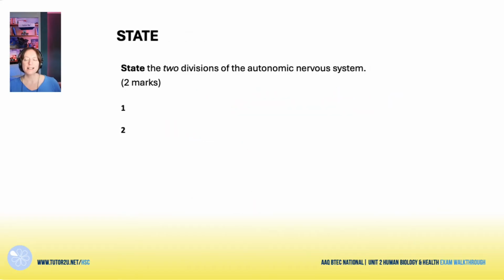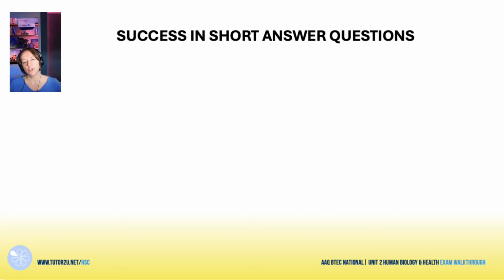Okay, so the next command word is state. So this example is state the 2 divisions of the autonomic nervous system for 2 marks. So in this case, we are given an answer space that's labelled 1 and 2. So we know this is helping us out that we need to give 2 parts to our answer. So we need to know what is the autonomic nervous system split into. I know it's split into the sympathetic and the parasympathetic nervous systems or divisions, which will get me my 2 marks.